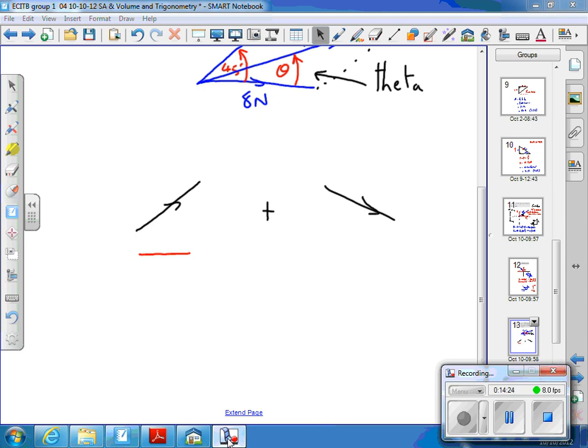What's going on? Okay, I'll use blue. So imagine we've got the horizontal bit of this. We find the horizontal component of the first force and the vertical component of the first force. We find the horizontal component of the second force and the vertical component of the second force, which will be going down this way. And then, to get the resultant, we add this one and this one.